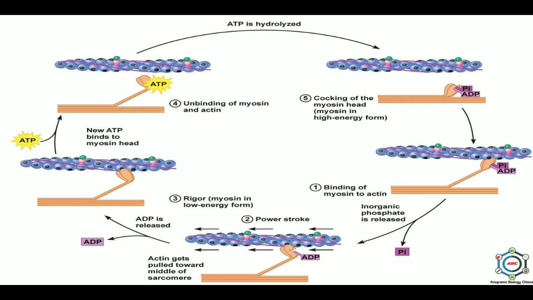This is a repeated cycle. So in this cycle you can see, at first, the binding of myosin to actin, and this is the activated stage. After that the power stroke, then the myosin is in the low energy level, then ADP is released. After that a new ATP binds to the head, and then the unbinding of myosin and actin, and after that ATP is hydrolyzed and the cycle starts repeatedly.